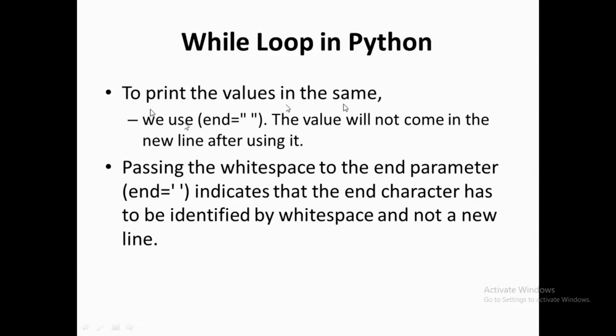To print the values on the same line, we use end. That means the value will not come on a new line after using end. And passing the white space to the end parameter, we can write like this. That indicates that the end character has to be identified by white space and not a new line. This is for new line and this is for white space.